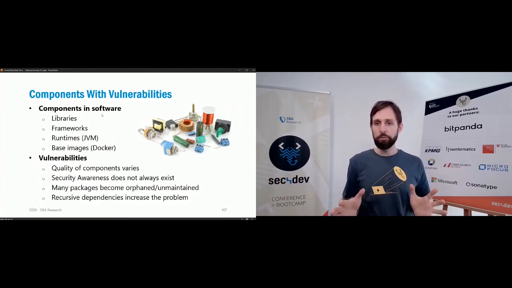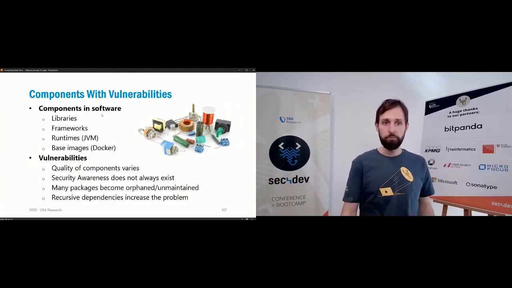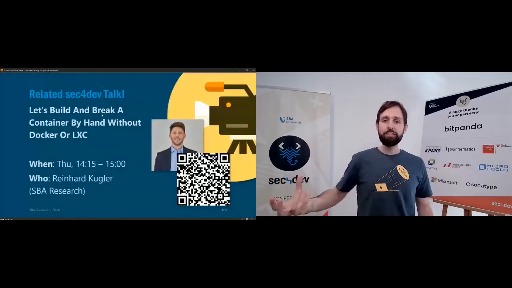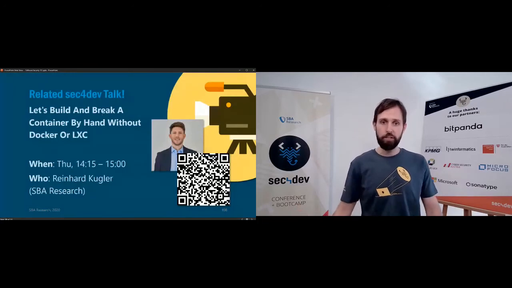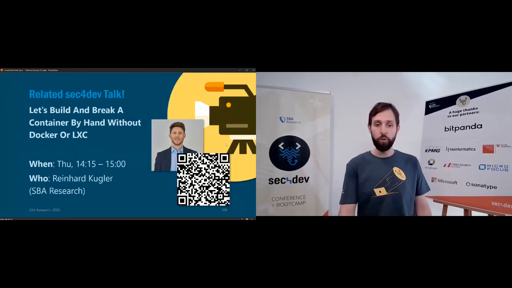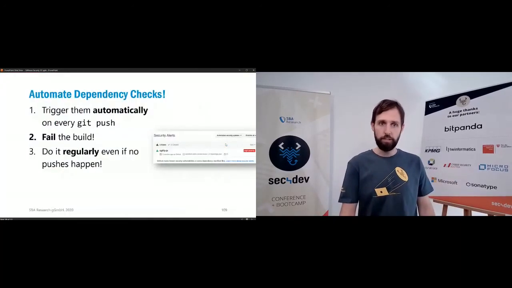So the quality of those components, there's going to be a big variety of those. In order to lower the external dependencies that you have in containers, there's a talk by my colleague Reinhard Kugler on Thursday, 2:15, on how to build a container without Docker or LXC, so just one processing container, basically crafted by hand with no external dependencies. That's a way to reduce such external dependency checks.